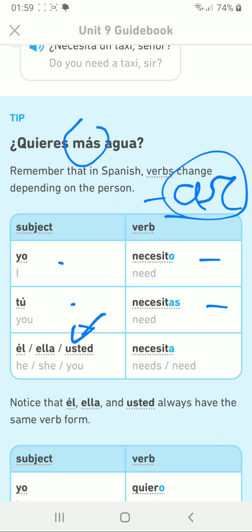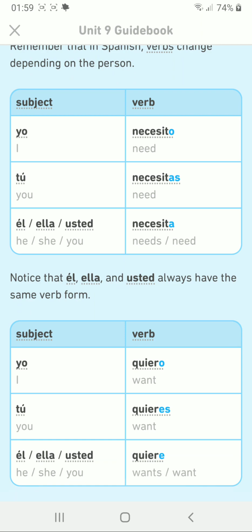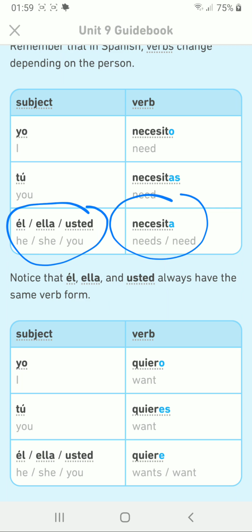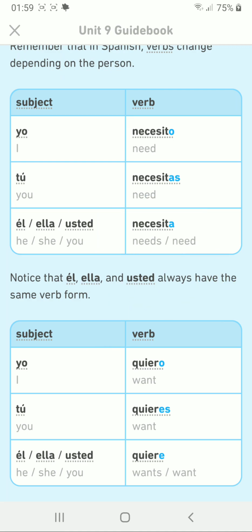So you can see the pattern here. And notice that él, ella, and usted always have the same verb form. Yeah, we have seen that they are all in one row, so they have the same verb. And quiere, querer. I think querer is the infinitive. Querer, if I'm not mistaken, it's correct.